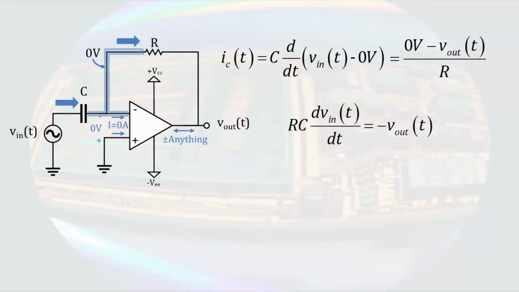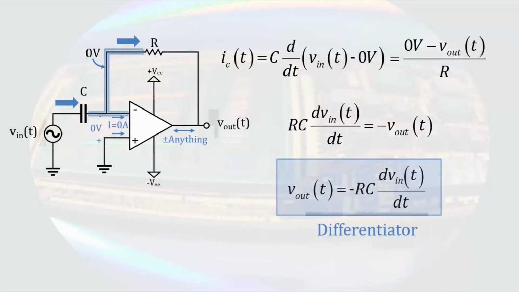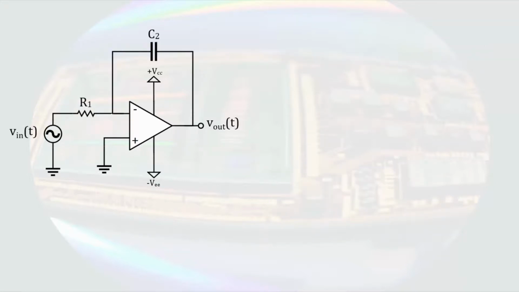Looking at our output voltage, we see that it is a constant times the derivative of the input voltage. Since the output of the circuit is a constant times the derivative of the input, we call this a differentiator. What if we switch the position of the capacitor and the resistor? We will begin our analysis in the same way. Assuming an ideal operational amplifier, the first step is applying the ideal assumptions.